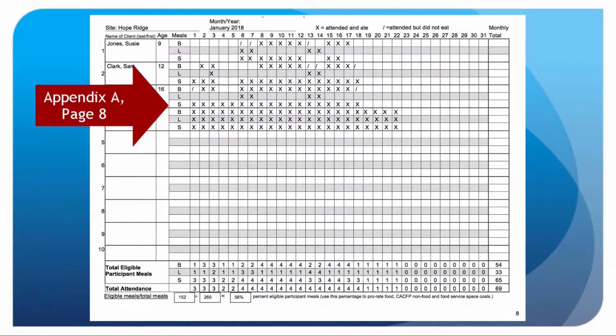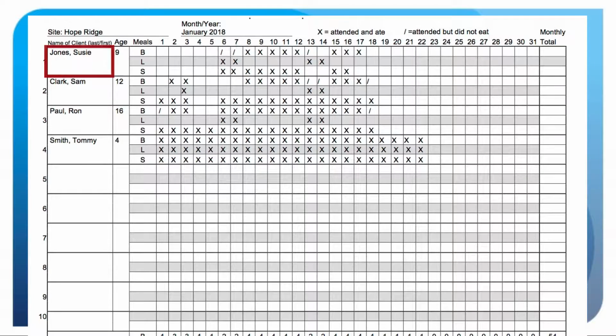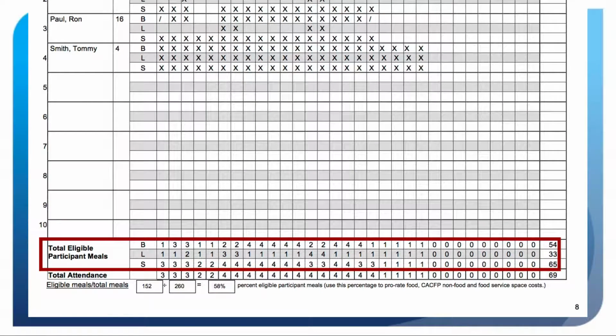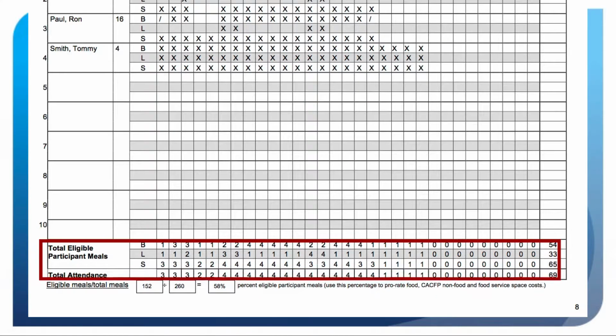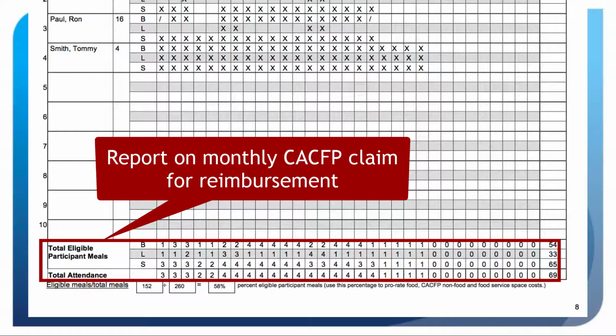The sample shows how to complete the meal participation and attendance form. The required information includes first and last name, age, an X on the day of and meals marked for participation, and a backslash if the resident attended but did not eat. At the bottom, tally the total number of eligible participant meals for each meal and day, as well as total attendance. You will report this on the monthly CACFP claim for reimbursement.